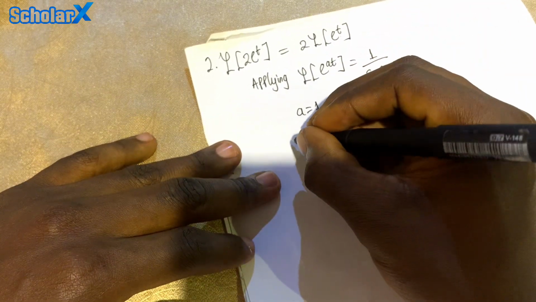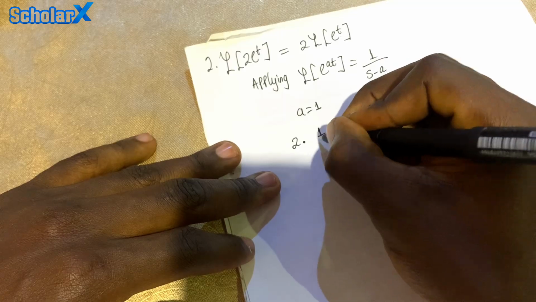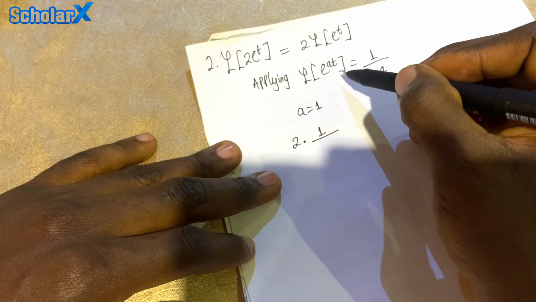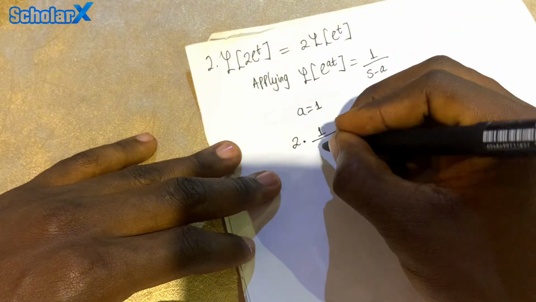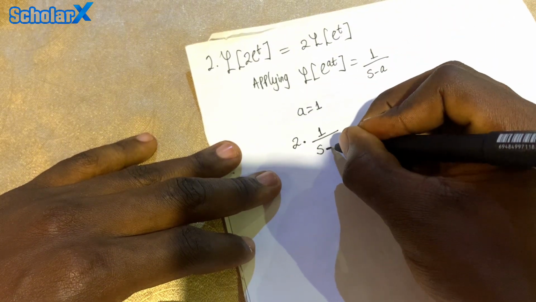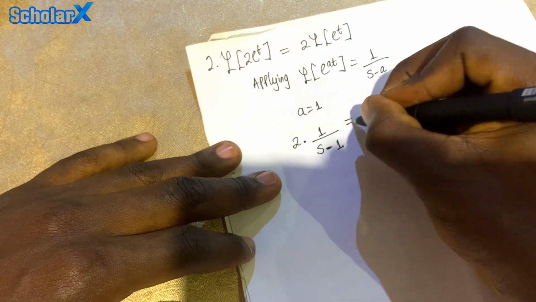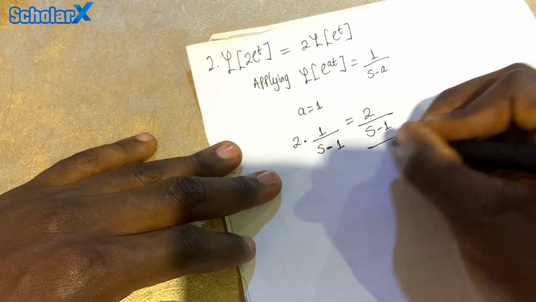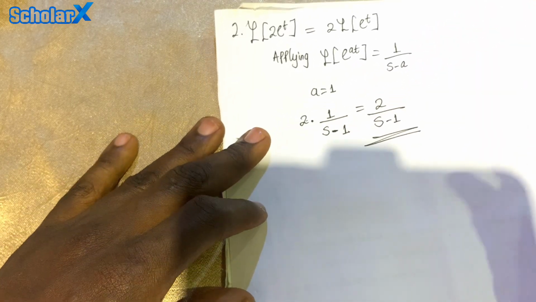So our answer is going to be 2 times 1 over. Our a is positive, so here it has to be negative. So it's s minus 1. This is equal to 2 times 1, that's 2 over s minus 1. So this is our Laplace transform.